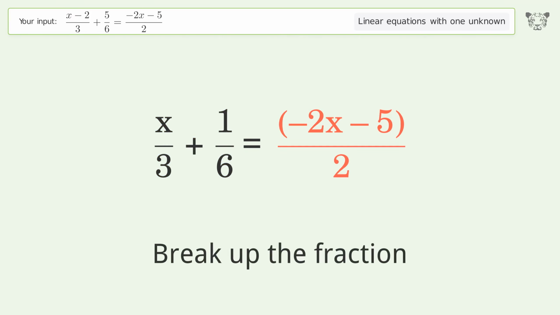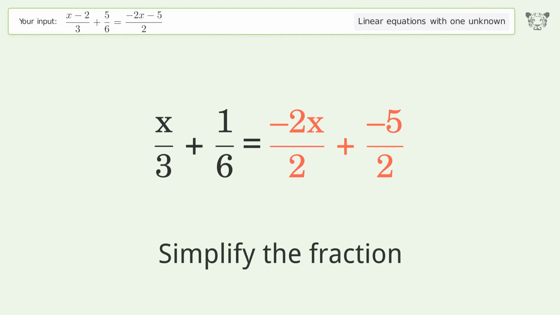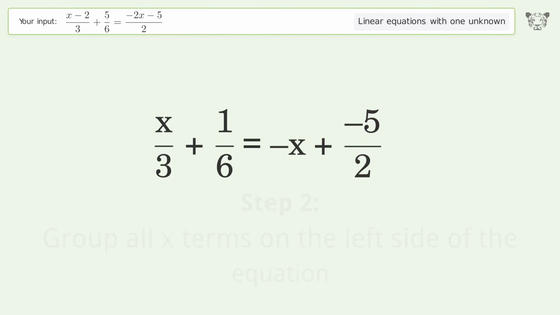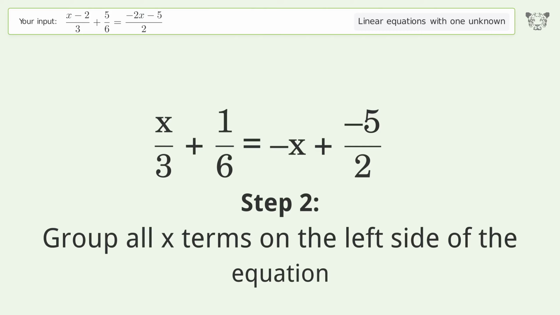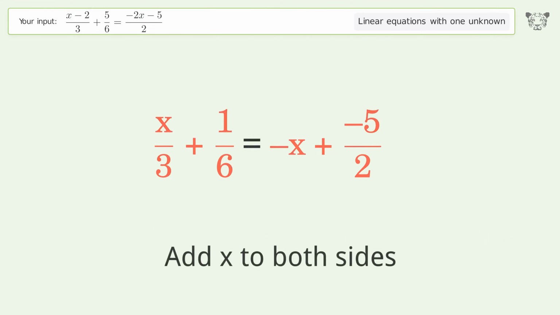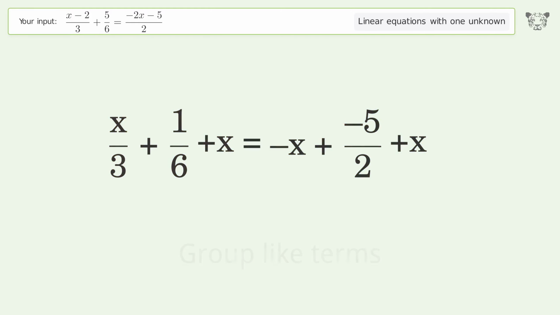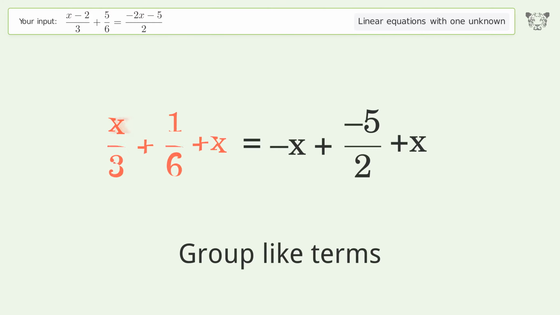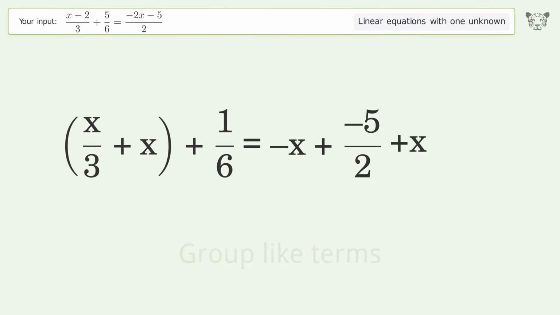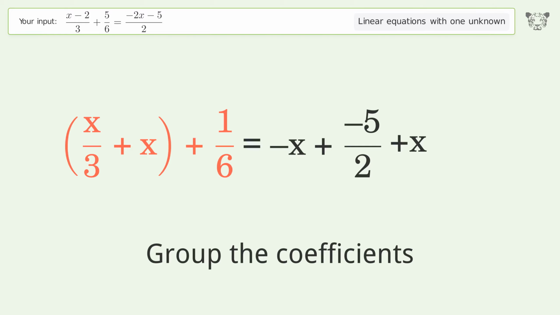Break up the fraction. Simplify the fraction. Group all x terms on the left side of the equation. Add x to both sides. Group like terms. Group the coefficients.